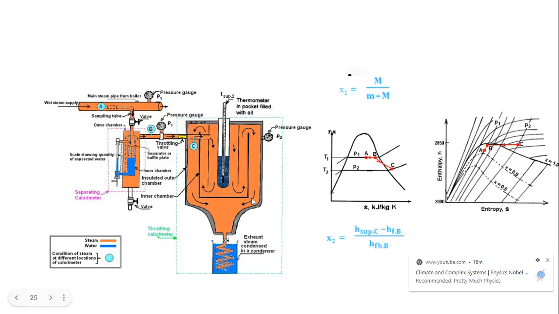Okay, let me just show you what processes are happening. State A is this, state B is after separation, and state C is the superheated steam after throttling. You see that there is a throttling, and as we have seen, the steam has become superheated. The temperature is 110 degrees centigrade, whereas the pressure here is only 1 bar. Here the pressure is 15 bar. Okay, so this is the 15 bar pressure line. This is a 1 bar pressure line.